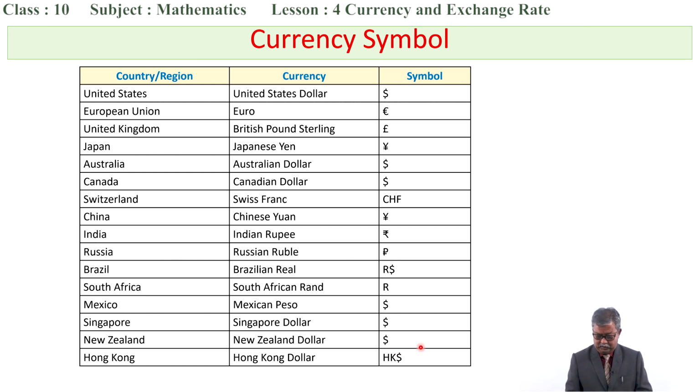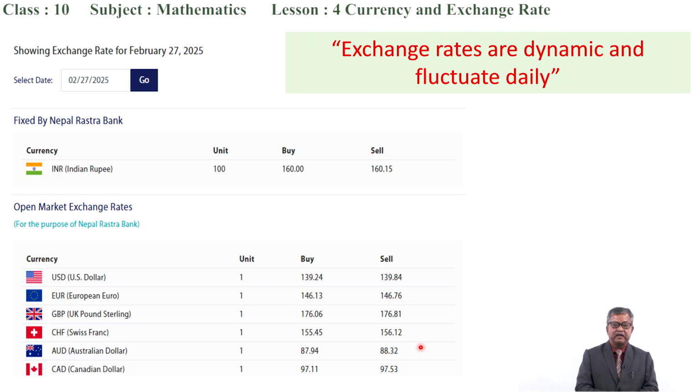Now the exchange rate. I am taking the exchange rates of two days here. Look at February 27, 2025, the exchange rate published by Nepal Rastra Bank in our nation. In this exchange rate, for India, 100 rupees, the buying rate is 160 rupees and the selling rate is 160 rupees 15 paisa.